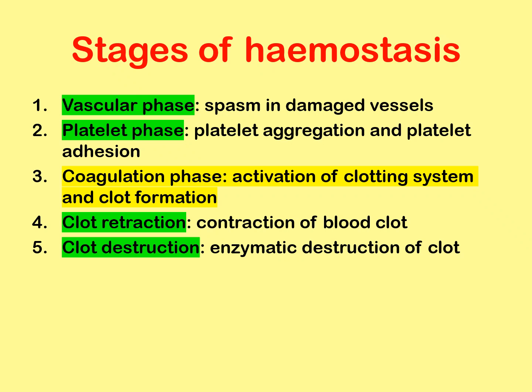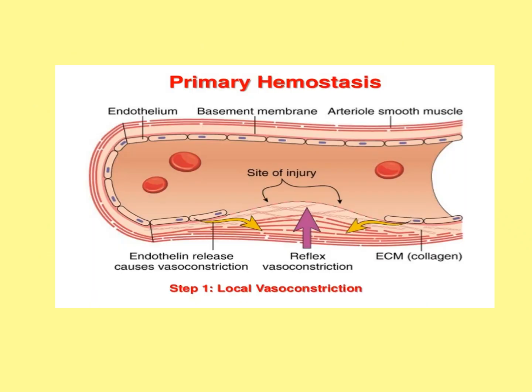So let's first understand the stages of hemostasis. The mechanism of hemostasis occurs in 5 stages. The first phase is the vascular phase, where there is constriction of the blood vessels immediately after injury. Second phase is the platelet phase, where there is formation of temporary platelet plug. Then we have the coagulation phase, where there is activation of the coagulation cascade. Fourth phase is the clot retraction phase, where the blood clot contracts, followed by the clot destruction phase, where there is enzymatic destruction of the blood clot.